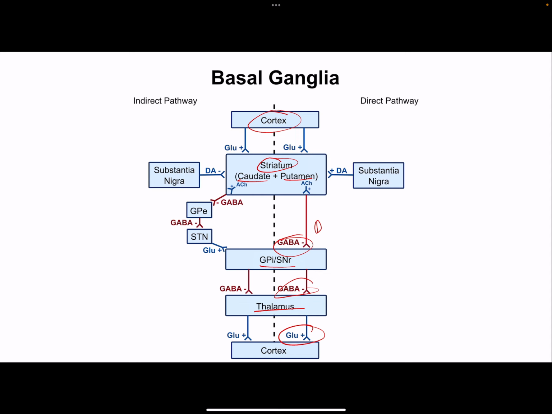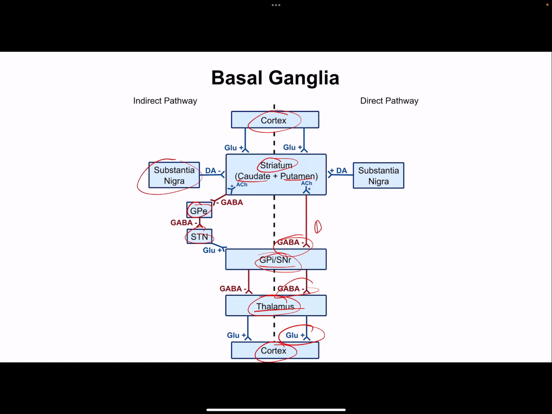Alternatively, we could have the caudate, or the striatum, go to the GPe, which is inhibiting the subthalamic nucleus, which is trying to activate the GPi and the SNr, which is again trying to inhibit the thalamus, which is trying to activate the cortex. So again, it's really just whether we have 2 negatives or 3 negatives. 2 negatives means we activate, 3 negatives means we inhibit, in direct versus indirect.